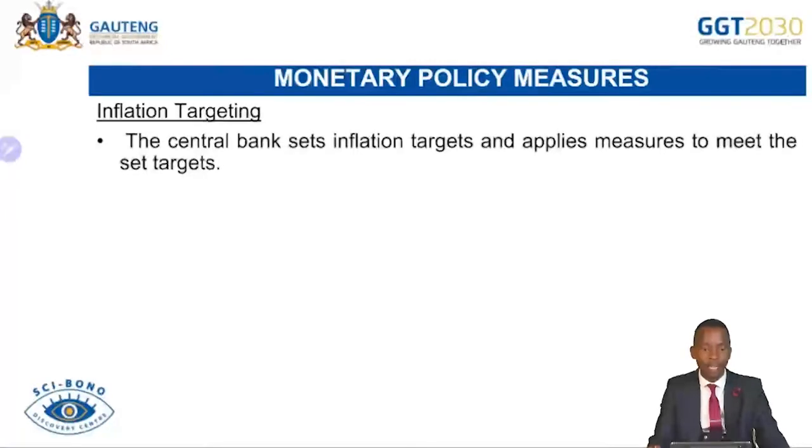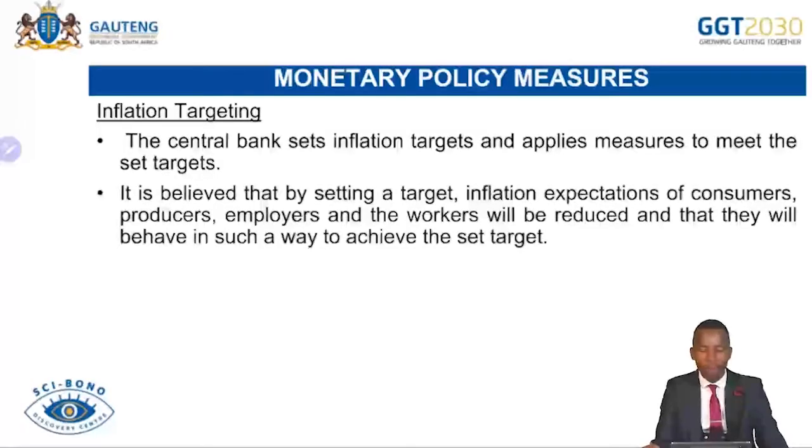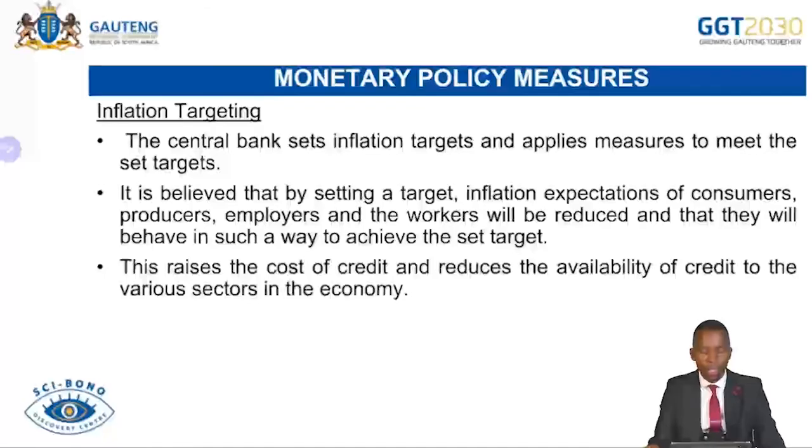Inflation targeting. So the central bank sets inflation targets and applies measures to meet this target. Setting an inflation target is one of those measures to ensure that inflation is within the limit and does not increase beyond the target. It is believed that by setting the target, inflation expectations of consumers, producers, employers, and workers will be reduced, and they will behave in such a way as to achieve the set target, because they know that inflation targeting is there, so inflation cannot increase beyond and cannot also decrease below. This raises the cost of credit and reduces the availability of credit to the various sectors in the economy.